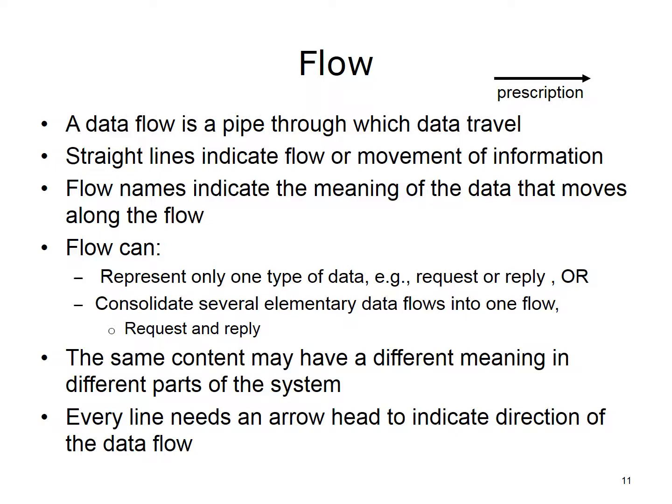A flow can represent only one type of data, for example, request or reply, or consolidate several elementary data flows into one flow. For example, request and reply. This is dependent on the intended detail level of the diagram. The same content may have a different meaning in different parts of the system. For example, address, as input by the receptionist versus address after validation with the directory. Arrows indicate direction of the data flow. For example, from the practice EMR to the pharmacy.